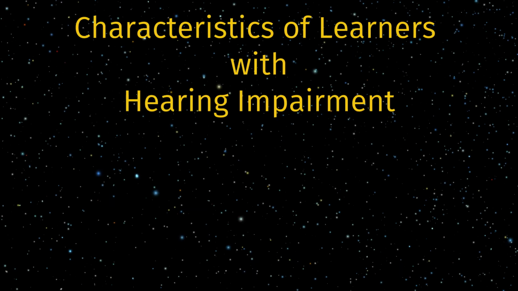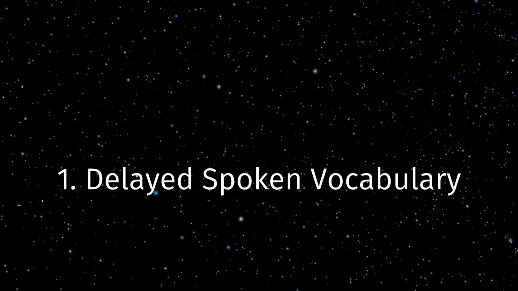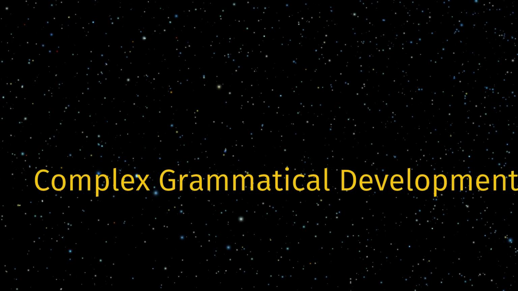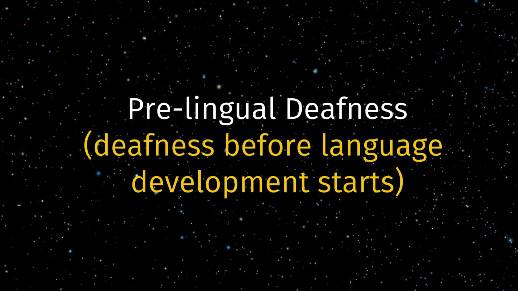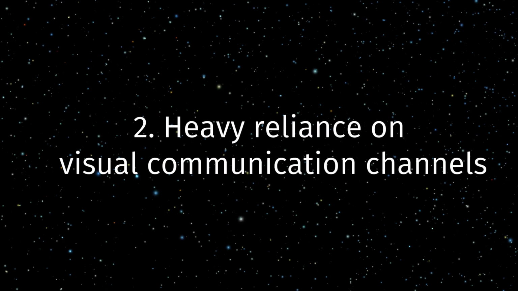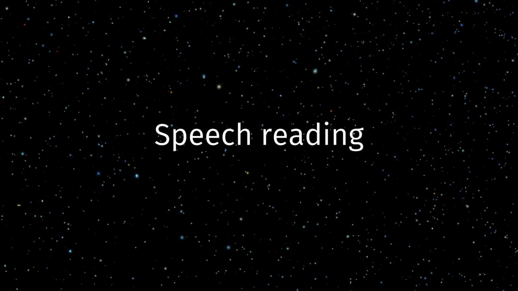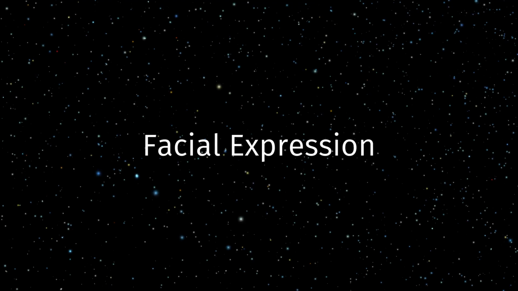5 core characteristics of these learners. 1. Delayed spoken vocabulary and complex grammatical development, particularly in cases of prelingual deafness. 2. Heavy reliance on visual communication channels, including lip reading, speech reading, facial expressions, and sign language.